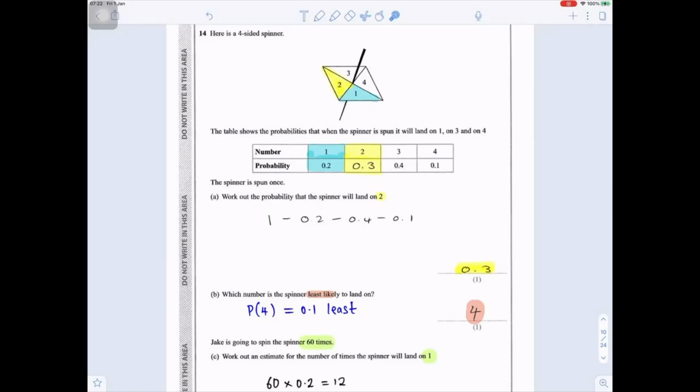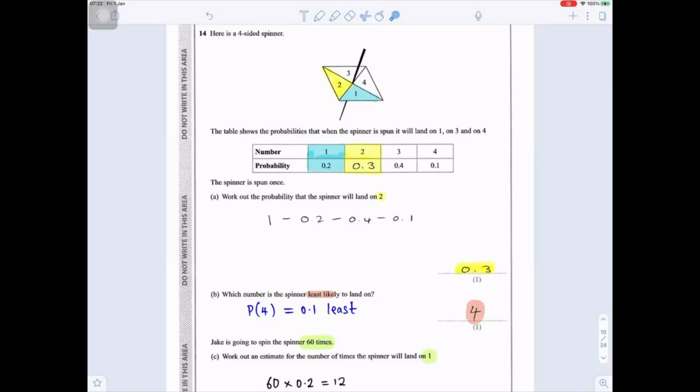Part B: which number is the spinner least likely to land on? Least. The smallest probability is 0.1, and that means it's 4. The probability of getting a 4 is 0.1, and 0.1 is the lowest, the least.